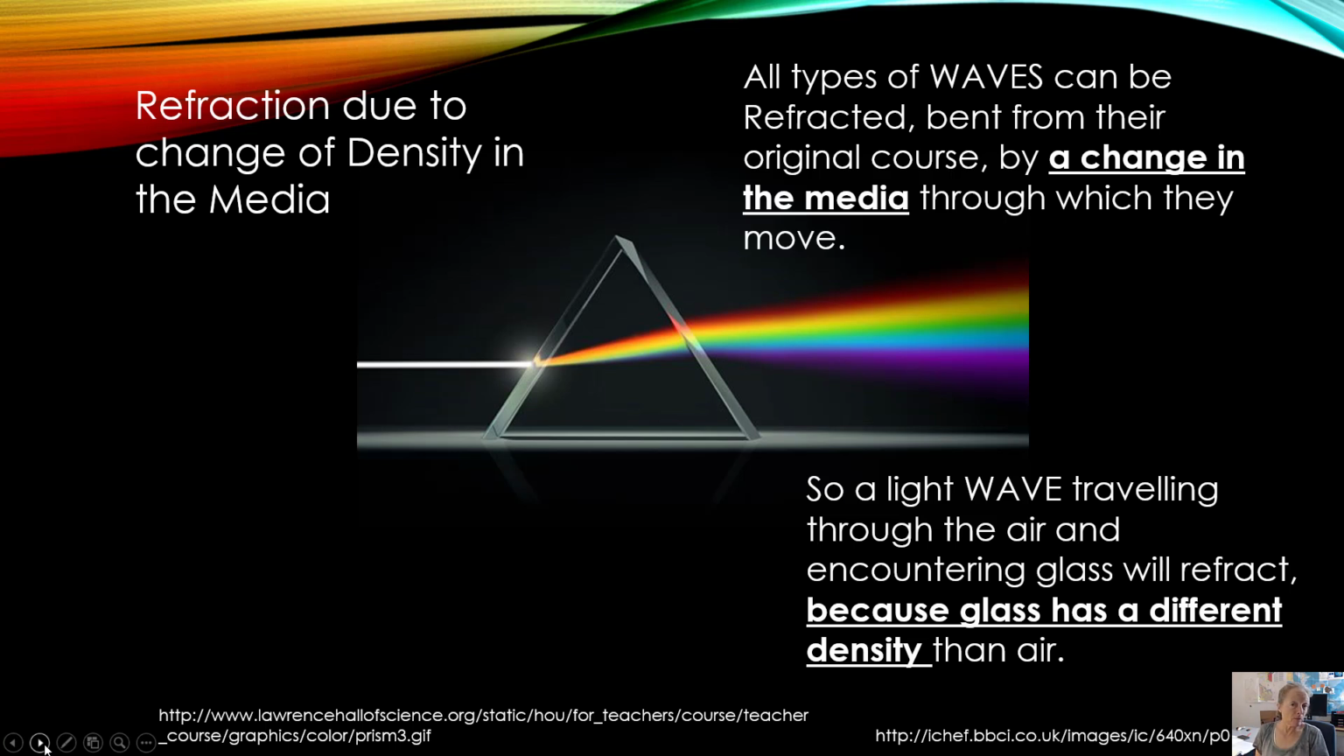Same thing would happen if that prism was underwater, because water is not as dense as solid glass. So it would also bend it, not as much as it would with air, because there's a bigger difference in density between solid and gas than there is between liquid and solid. But it would still be the same principle.